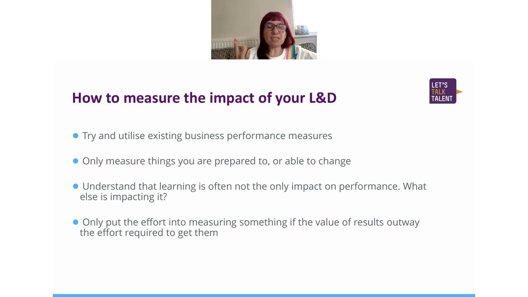And only put effort into measuring something if the value of the results outweigh the effort required to get them. So what I mean by that is don't create a whole list of metrics that's going to take you forever to measure. Think about the 1 or 2, 3 or 4 maximum that are going to be easy for you to measure, and continue to build on that as you go forward. Because if you put huge amounts of effort into measurement, you're going to take your eye off the ball in terms of the needs and the wants and the different channels and the ways that you can activate.